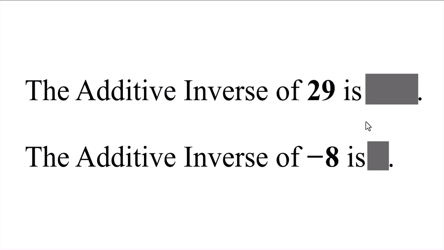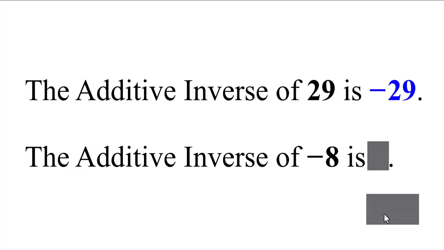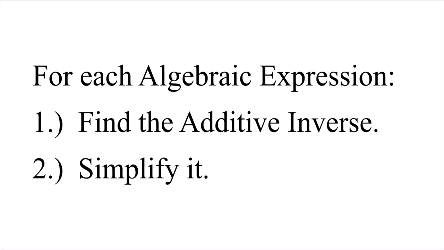The additive inverse of 29 is negative 29. The additive inverse of negative 8 is positive 8. But what we're going to do is look at some algebraic expressions, and we're going to find how to make them become their additive inverse, which is going to be very easy. And then we're going to simplify that additive inverse.